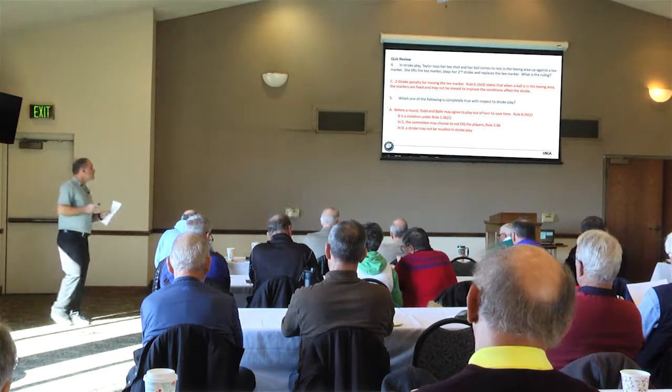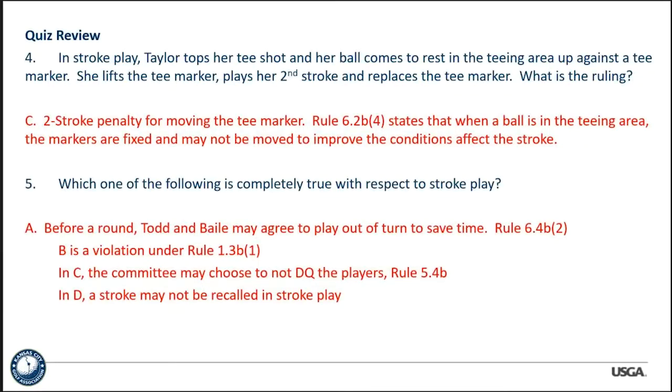Good question. All right, B is a violation under Rule 13.1b, because Bailey's getting an advantage there. I'm teeing off first so she can see if the wind is affecting my ball. We can't agree to do that. The committee may choose not to DQ the players in C. It's not an automatic disqualification, but the committee may choose to do it. Again, completely true. And a stroke may not be called in stroke play. Hopefully nobody answered D. But hey, if you're not reading, this will teach you to read.